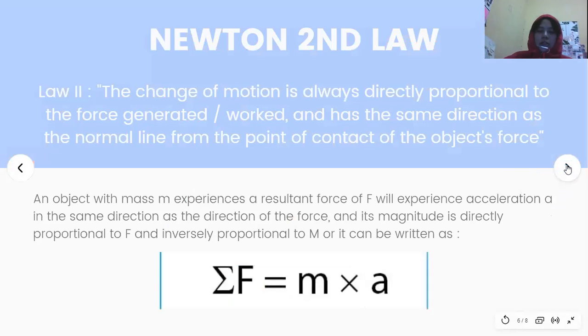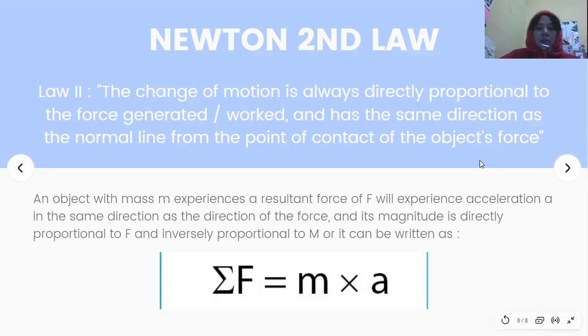The next one is Newton's second law. The second law says the change of motion is always directly proportional to the force generated or applied, and has the same direction as the normal line from the point of contact of the object's force. So as you can see from that statement, the motion can be changed and is always proportional to the force.